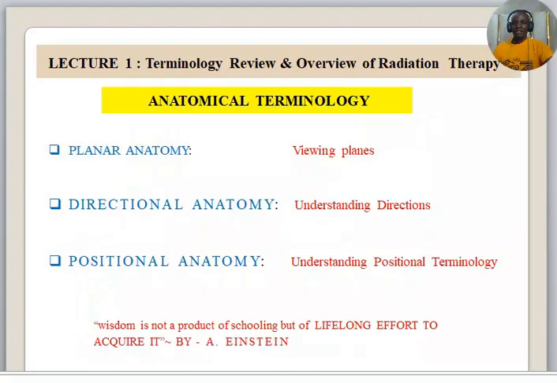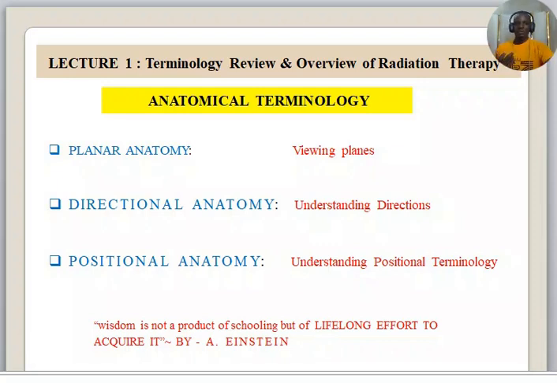In the first lecture, I'm going to look at anatomical terminologies that are normally used. We have plane anatomy, which involves viewing of the planes. The CT images are always in form of slices, so you have to go through them. That's what we talk of as plane anatomy, viewing the planes. Then direction anatomy deals with understanding the directions. At the same time, position anatomy deals with understanding the positional terminologies.